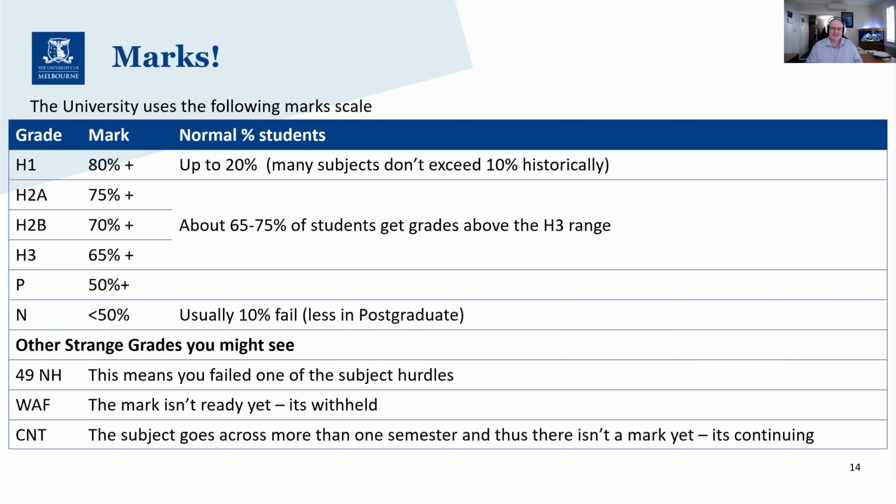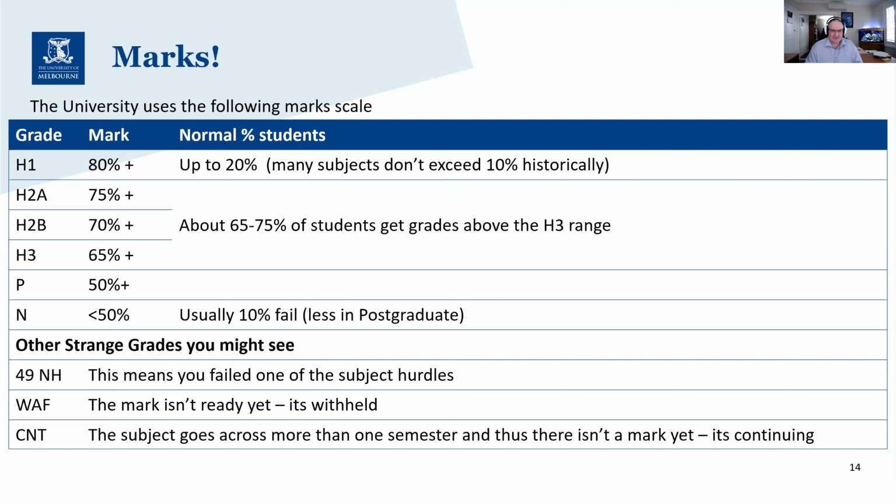And usually, 10% of students fail. It's probably a lower number in the postgraduate area. Most subjects might fail 3 or 4 students, but in some cases 20 students, depending on the class size, but usually less than 10%.